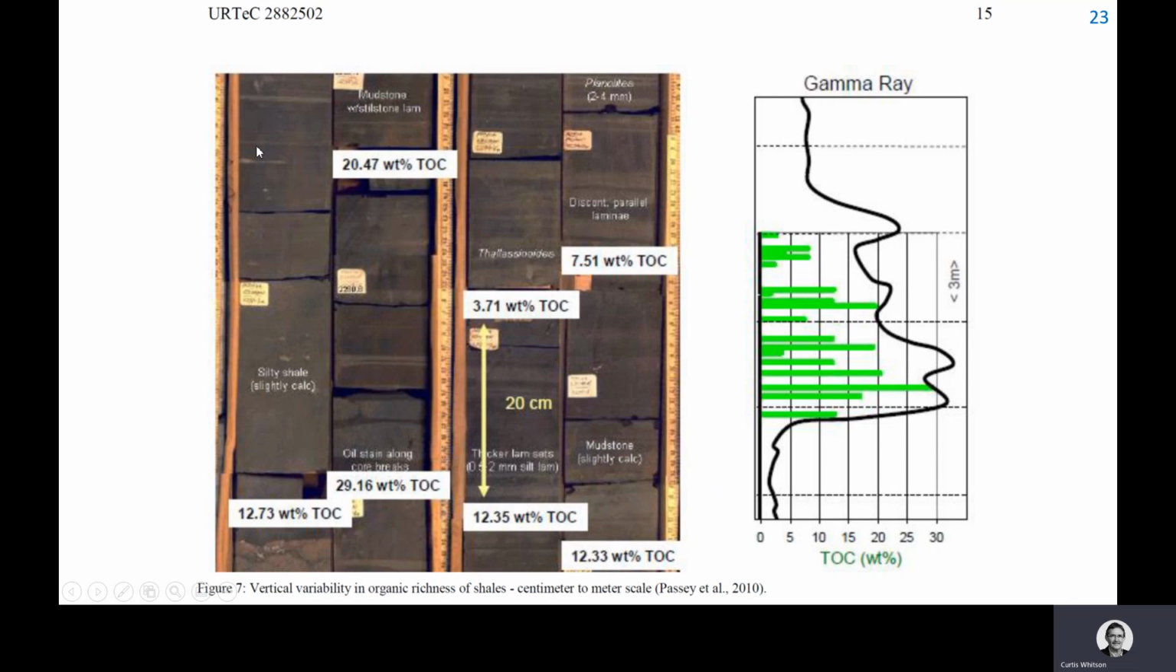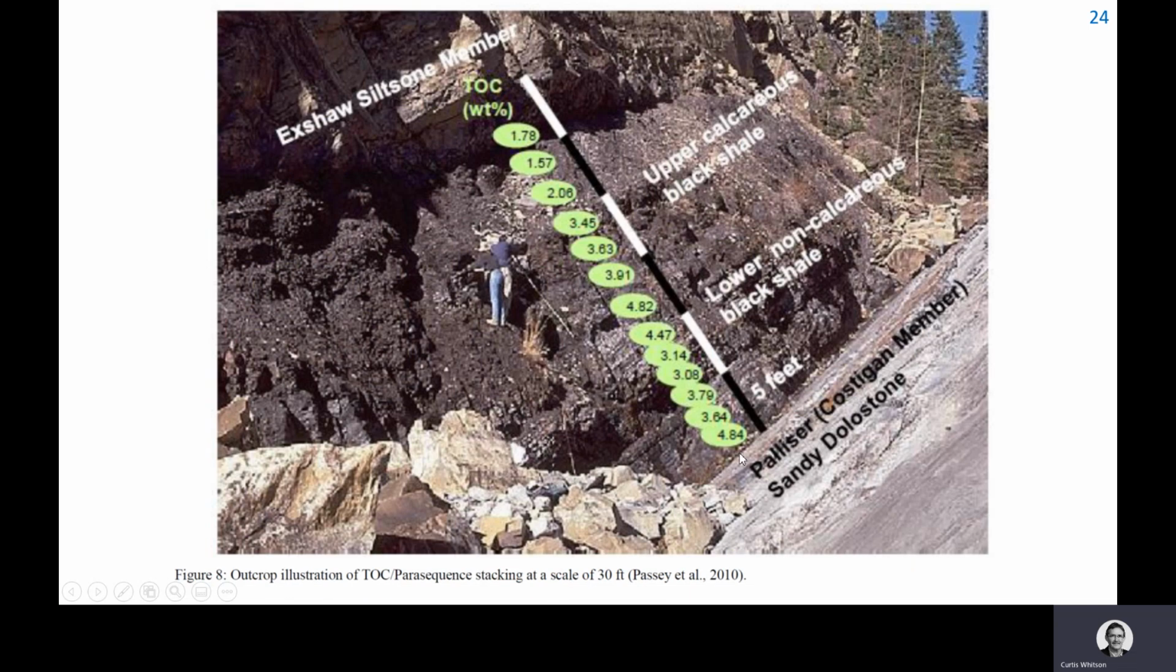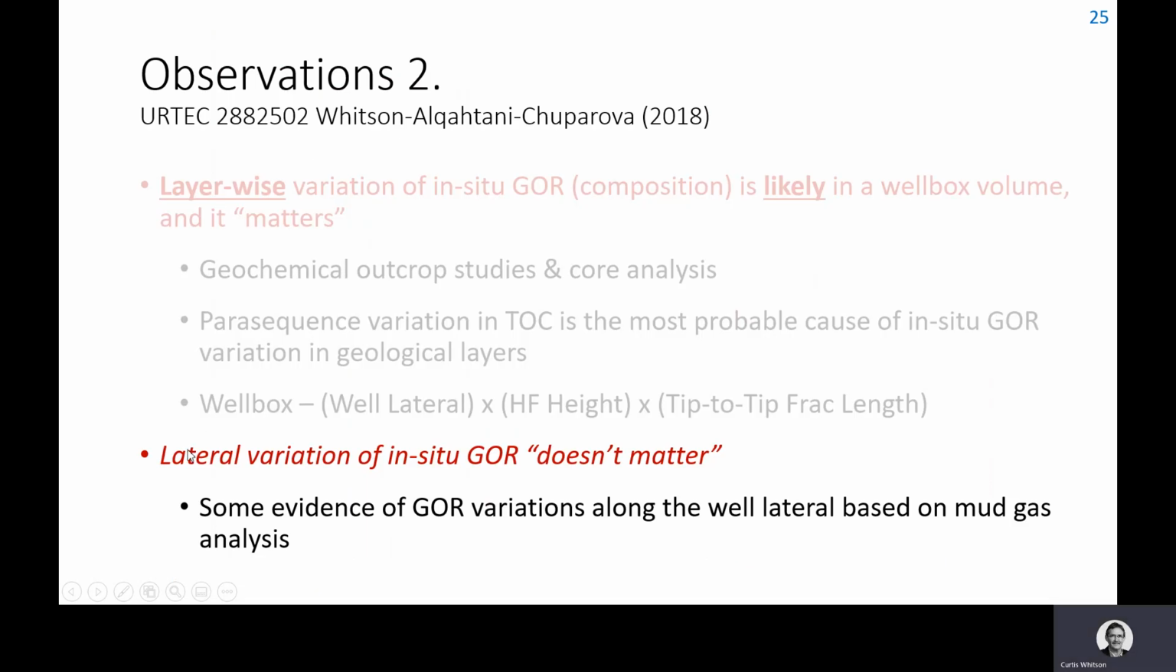This is from logs over a 6 meter section. Basically here, the TOC is varying in order of magnitude. And here we have an outcrop where the TOC is varying by about a factor of 3. There's also some indication that there's lateral variation of in situ GOR along the well lateral itself, based on work by Tao Yang on using mud gas analysis. And what we show in some of the papers is that such lateral variations don't really have an impact on the overall producing well GOR, which I'll discuss a bit later.